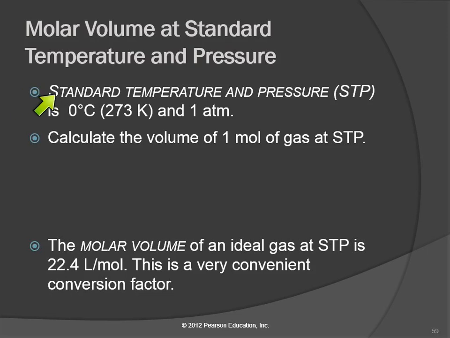Standard temperature and pressure is abbreviated STP. It's one atmosphere and 0 degrees Celsius, which is equal to 273 Kelvin. This was chosen as a standard reference temperature and pressure for gases, I think because it's easy to obtain. Remember, many of these gas experiments and laws were determined long before electricity was discovered, right?